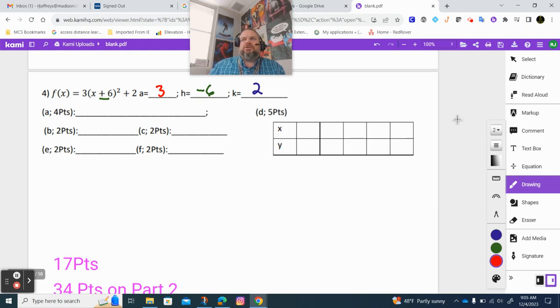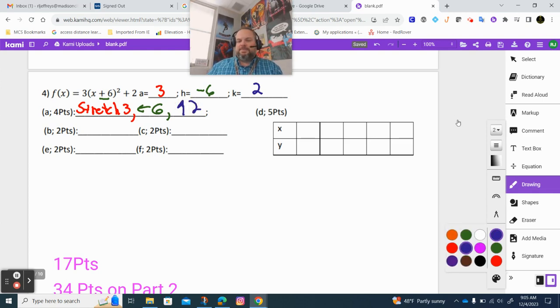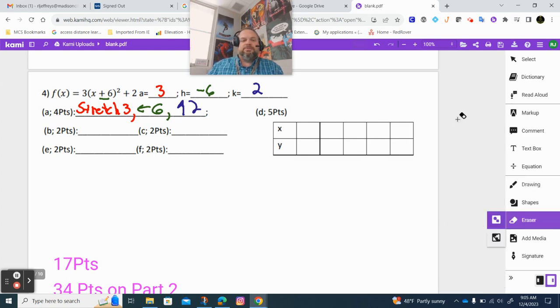Did you totally forget exactly how we did the problem right before it? Oh, so you're just not paying attention. All right. So this is a stretch of 3. This goes left 6. This goes up 2. Stretch.